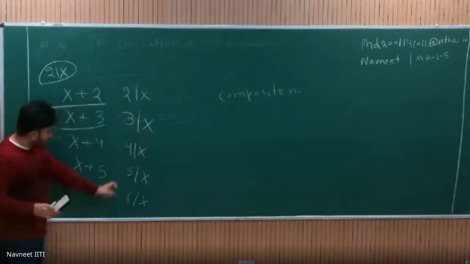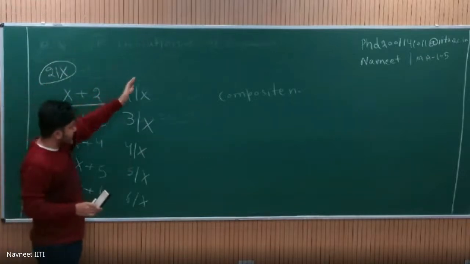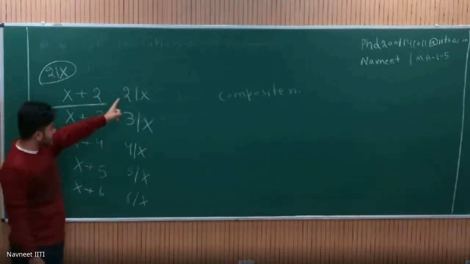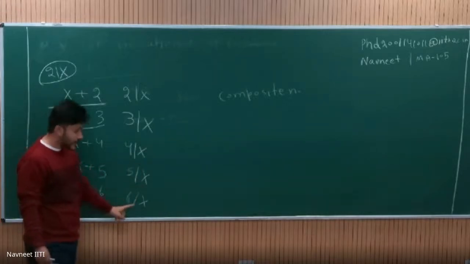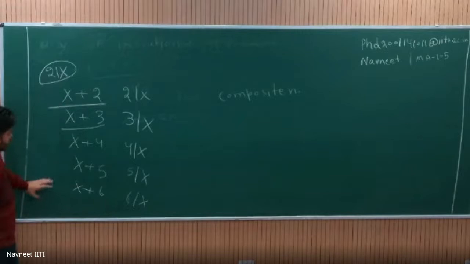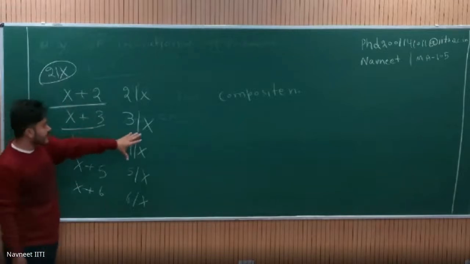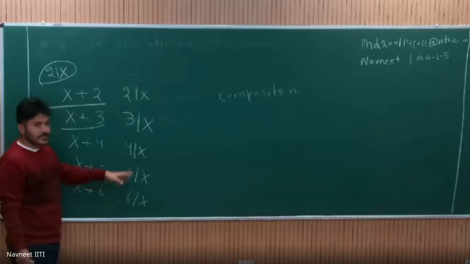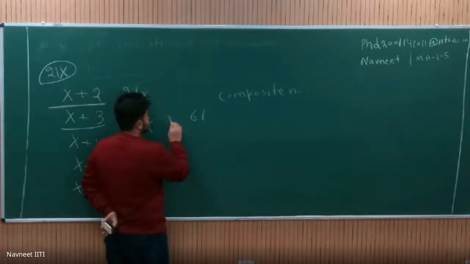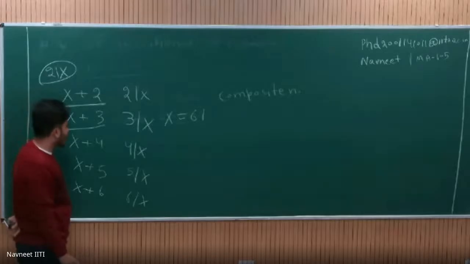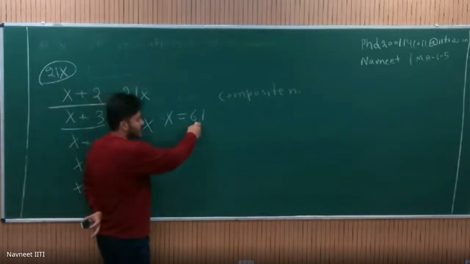If we want all of them to be composite numbers, then the condition is that we have to find such an x that 2 also divides x, 3 also divides x, 4 also divides x, 5 also divides x, and 6 also divides x. Can you tell me any number x such that 2, 3, 4, 5, and 6 all divide it? 6 factorial. One answer is this. Another answer? LCM. Any number times 6 factorial.